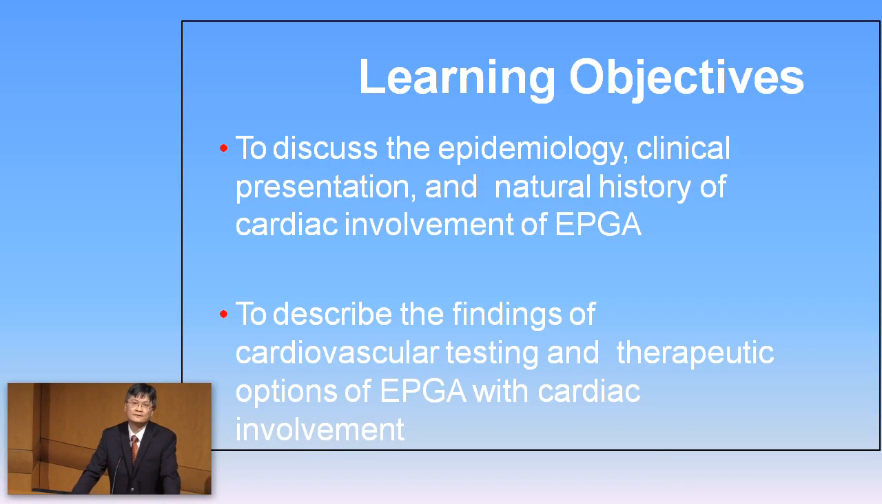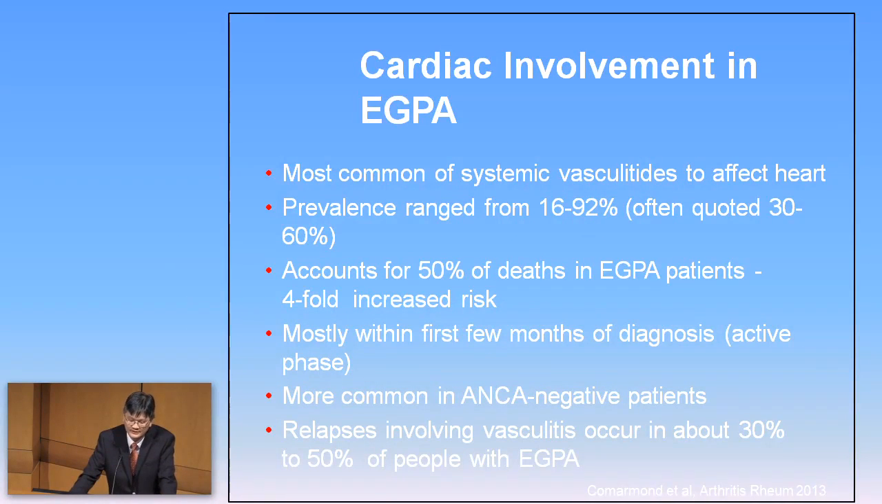It accounts, unfortunately, for about 50% of deaths, and I think that Kaplan-Meier curve that you saw just now really shows that the heart is important. I'm biased, I'm a cardiologist. But it's really mostly involved in the first few months of the diagnosis and in the active phase, and it persists if you have a persistent inflammatory response or downstream progression.